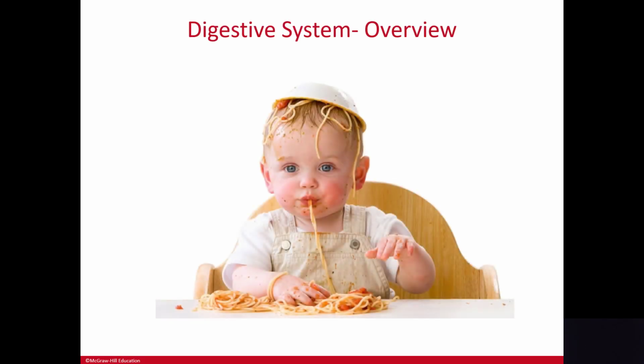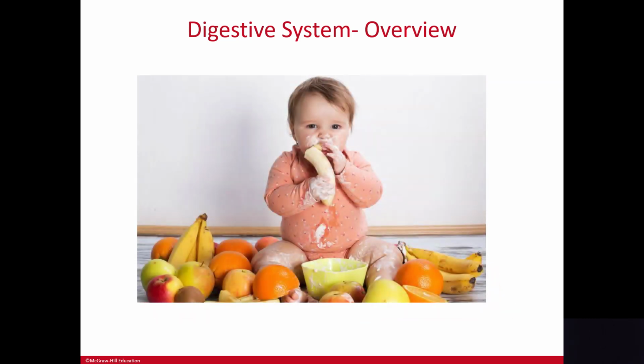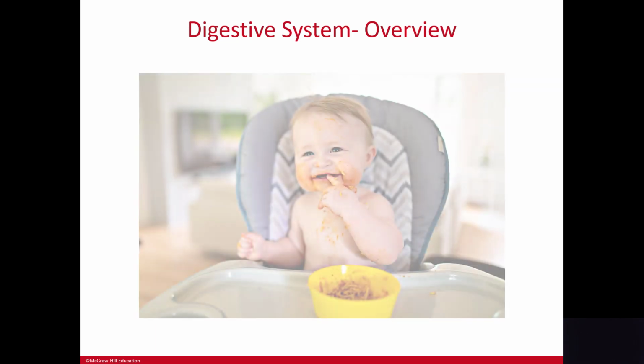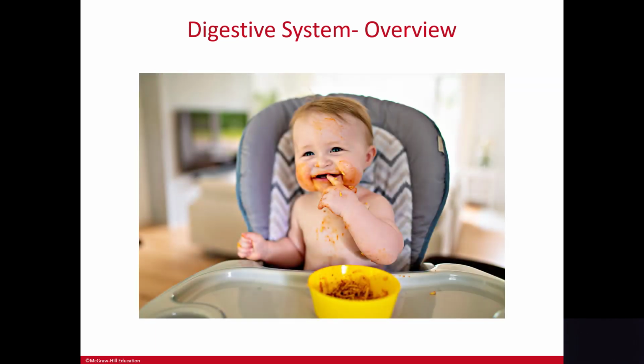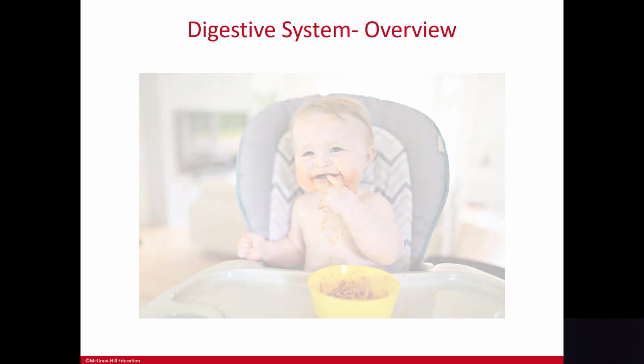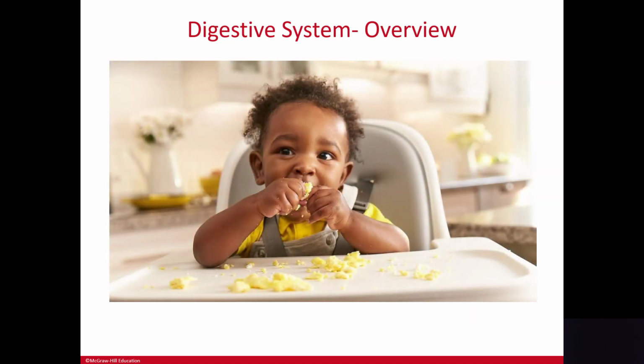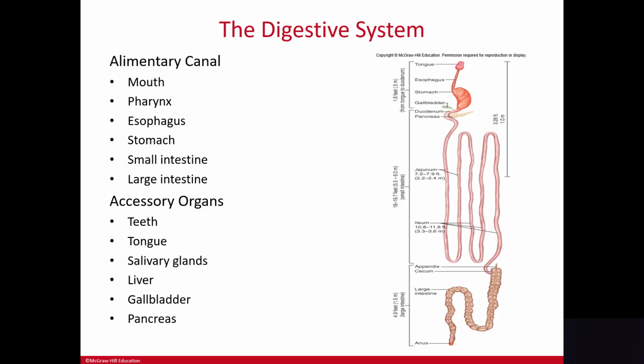We already know that every cell in the body requires nutrients in order to function, and we bring those nutrients into the body through the food we eat, but that food must be broken down in order for us to be able to use it. So the digestive system breaks the food down, and the blood and lymph system transports the food to the cells for us to be able to use it in the form of energy.